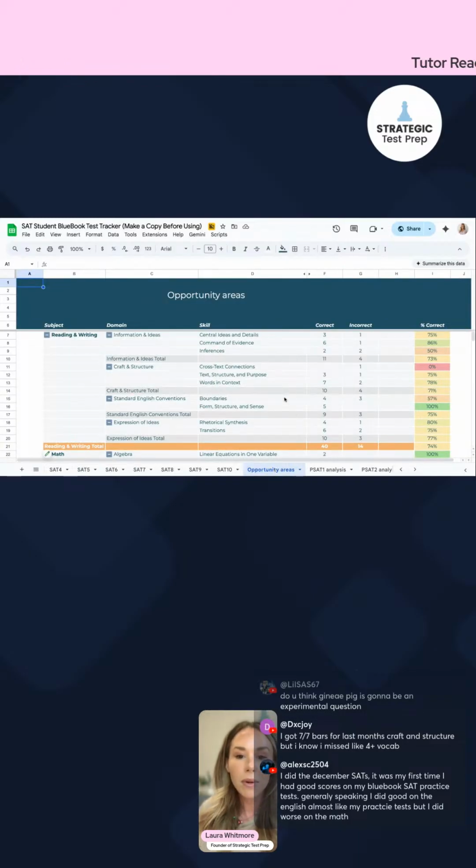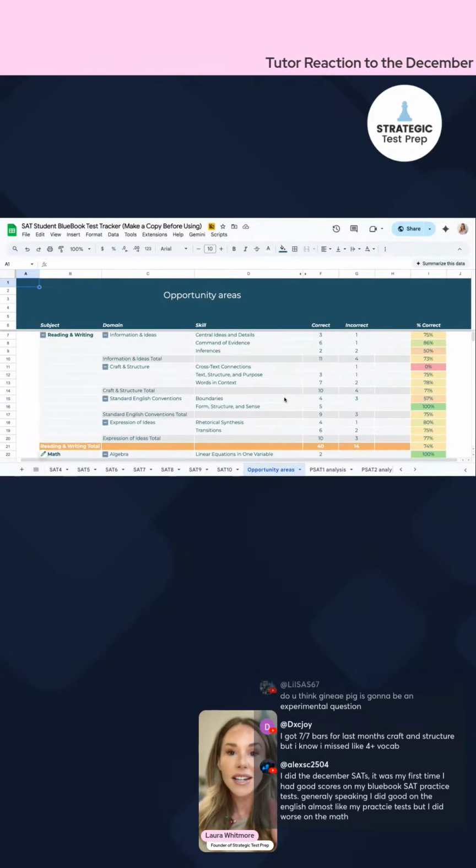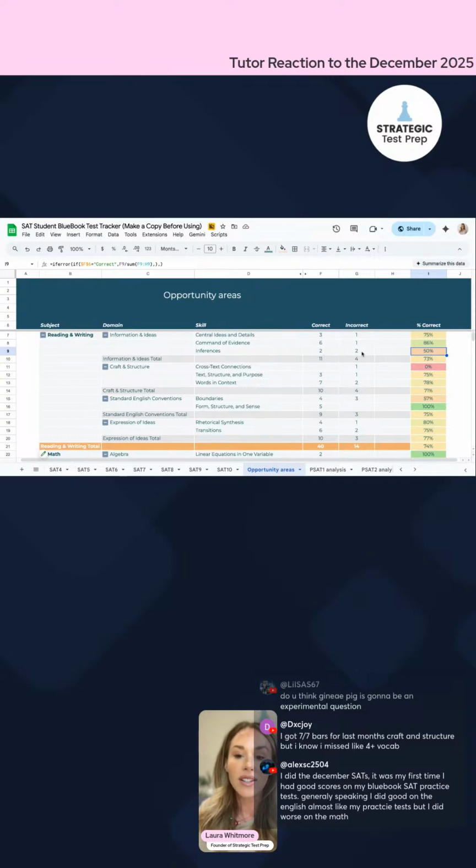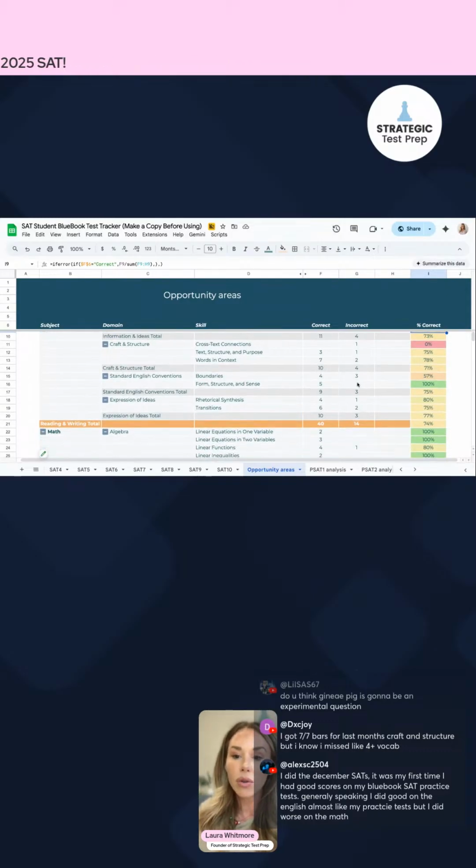If you go to opportunity areas, then it can tell you on a more granular level where you need some work. Like, for instance, I see inferences, I'm only getting half of them right. So out of 4 questions, I missed 2. That's probably an area I want to work on more. So it's a really great tool to get down into the details. Like on grammar, I need to work on boundaries, which are like punctuation questions.